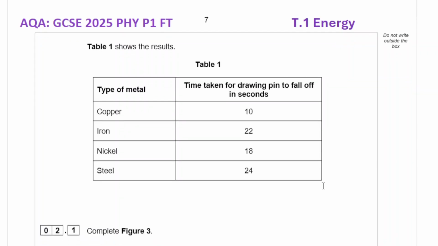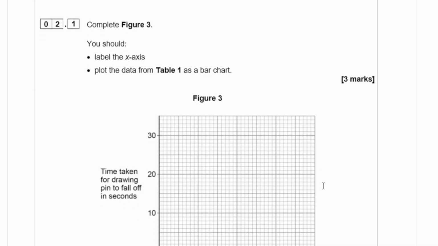Table 1 shows the results: copper, iron, nickel, and steel. So copper has the shortest time, steel has the biggest time. Complete figure 3. You should label the x-axis and plot the data.